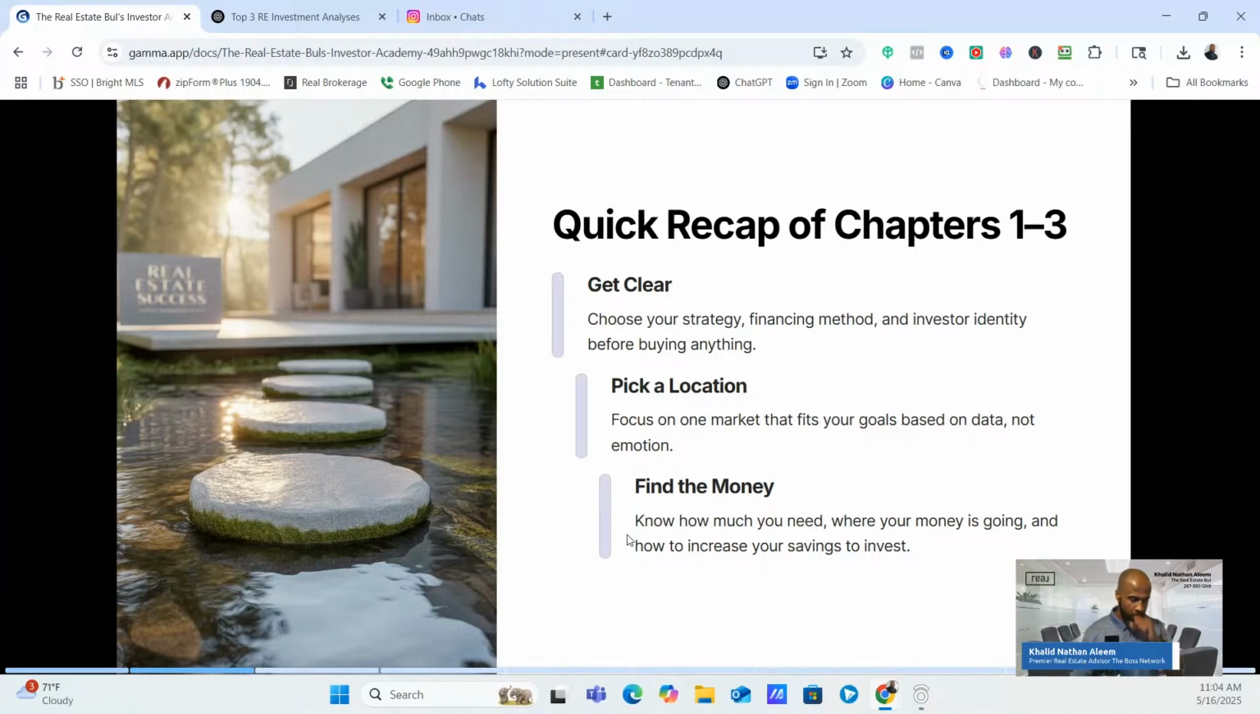And last week we also talked about how to increase your savings. You get a paycheck every week. Put some of that away, of course, for taxes, but put some of that away also for investing in real estate. So we talked about all of that last week. I'm not going to jump into that in depth. If you want to see those videos, you can go on my YouTube page and they're there. Okay. So let's move on.